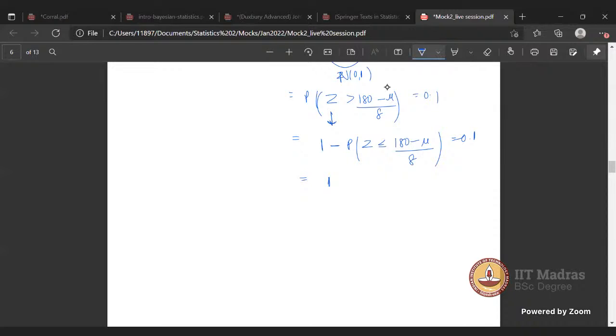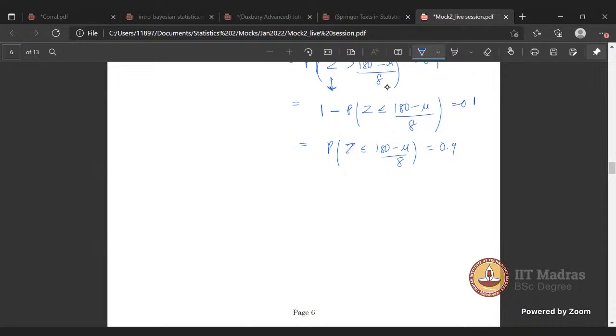So now this one will go to the other side, so it will become minus 0.9, and you have a negative sign here also. So I can write this as just probability Z less than or equal to (180 minus mu) by 8 equals 0.9. Now what is this? This we can write as the CDF F_Z of (180 minus mu) divided by 8, that is 0.9.